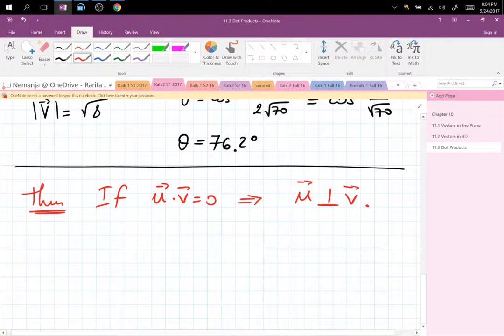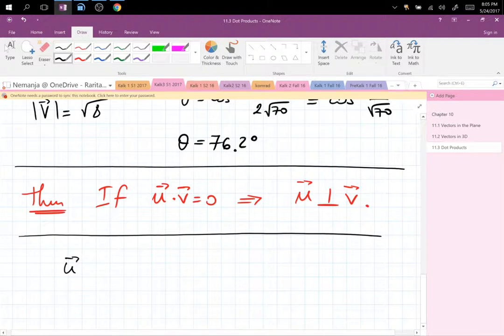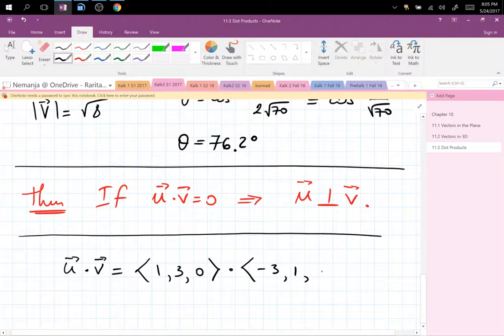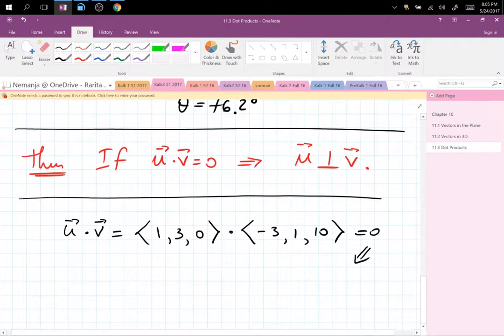I just abbreviated everything. You have the class prep, you have your textbook, so you know what I mean. So u dot v, say it's 1, 3, 0 dotted with negative 3, 1, 0, no 10. The dot product between these two vectors is 0, right? Because you have negative 3 plus 3, and then 0 times 10 is 0, so they all add to 0. The dot product over here is 0, which implies u and v are perpendicular. Now this is going to be useful later on in the course. You want to remember this.